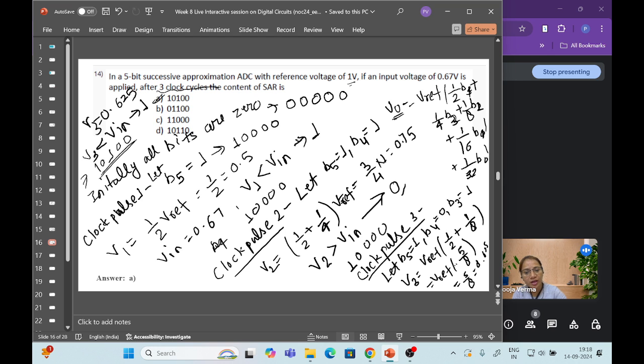So 1 by 2 into V reference only. So you will get the V1, then compare it with the input voltage. If the input voltage is greater than that reference voltage, then it produces output 1. That means the assumption we have taken is true. If it is less than, then it will produce 0. That means that assumption is wrong.